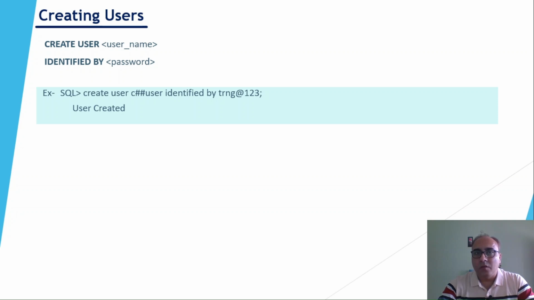Remember one thing: in a multi-tenant architecture, in Oracle versions after 12c, we have to create common users having the prefix C##. Without this, the system will not allow us to create common users. Prior to 12c, any sort of username would be accepted by the system, but after the 12c version, we have to provide this C## prefix.